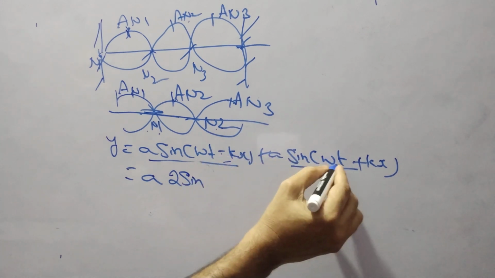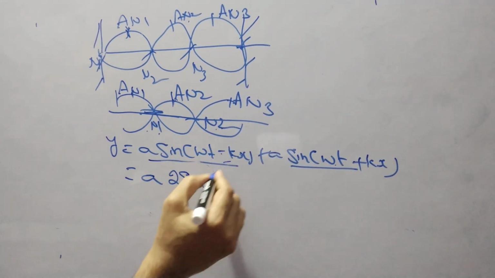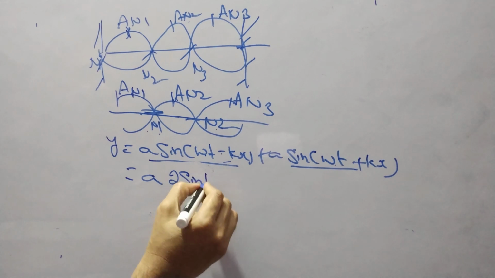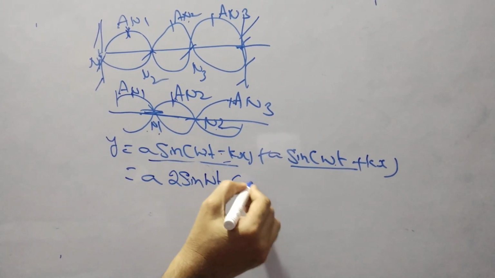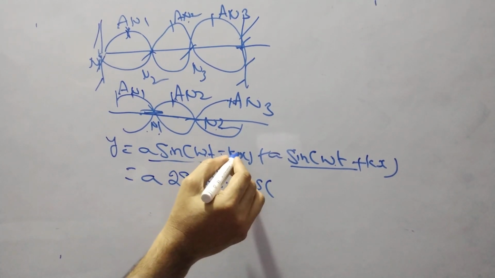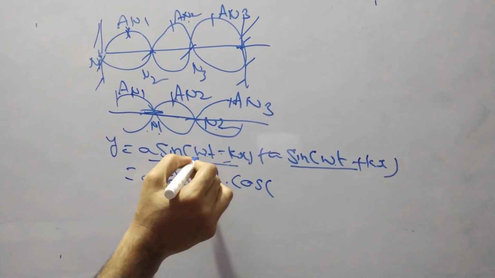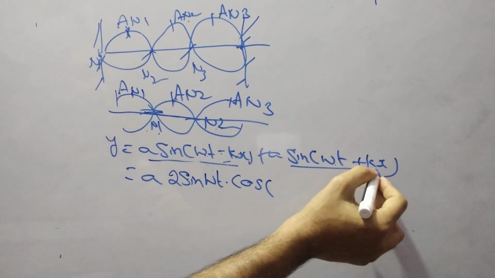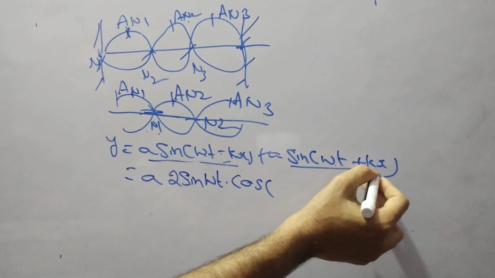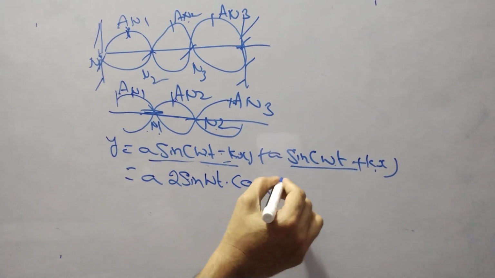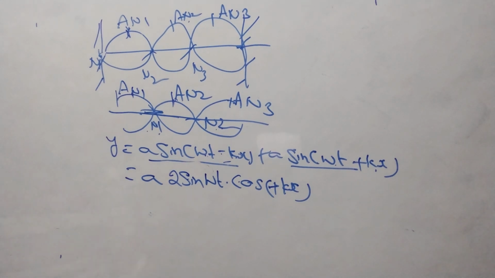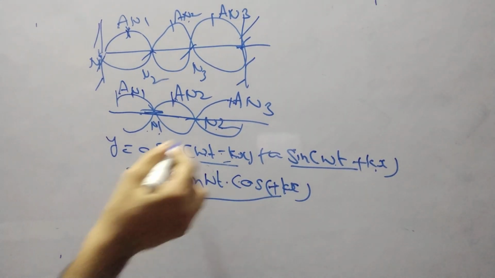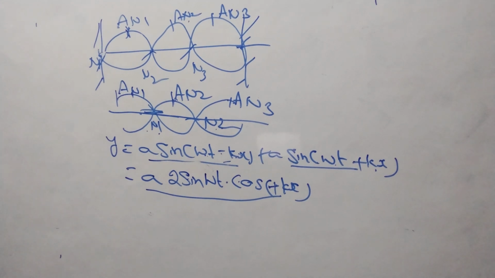Omega t minus kx, omega t plus kx, so kx will get cancelled. This is 2 omega t by 2, which is omega t. Cos of (c plus d) by 2. Next is sine, next cos of (c minus d) by 2. Omega t minus kx minus omega t plus kx, so omega t will get cancelled here. Minus kx and minus kx is minus 2 kx by 2, which is minus kx. So cos of minus theta is plus cos theta only. So we'll get this equation when you add the two equations for a free end.